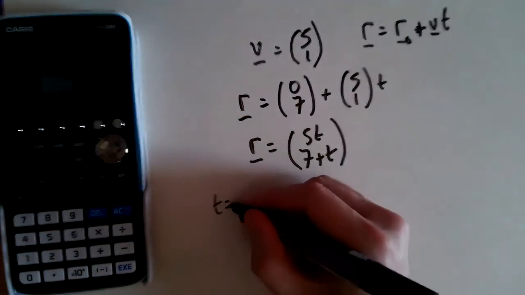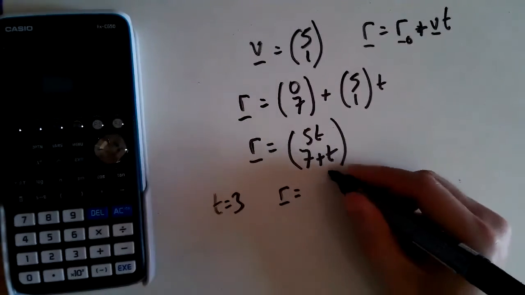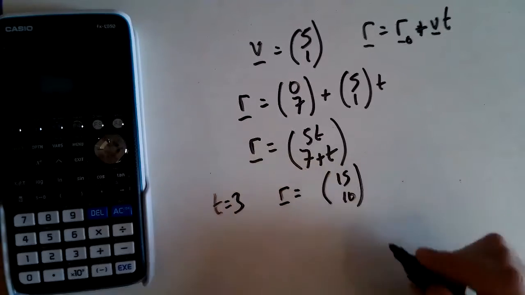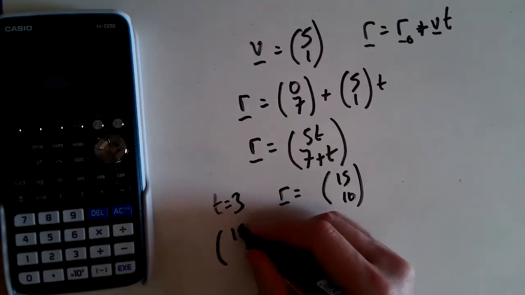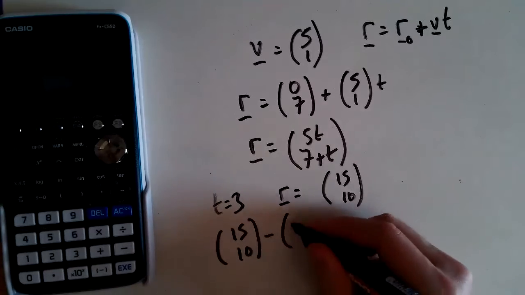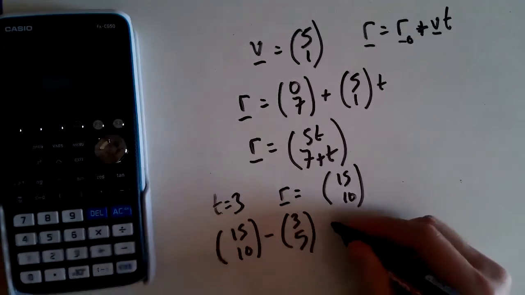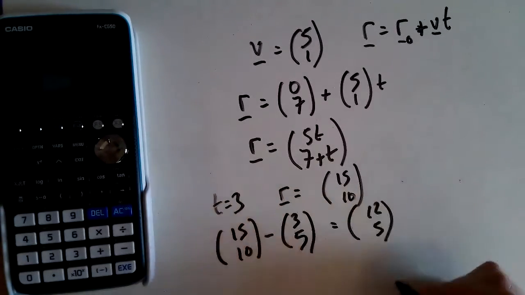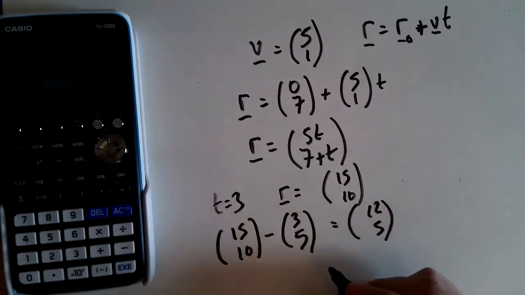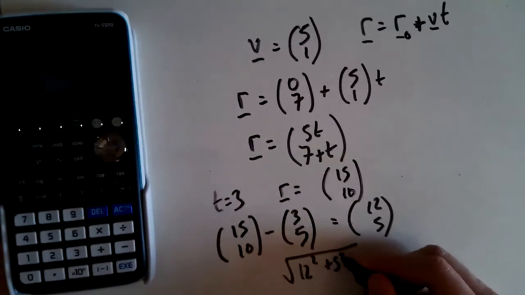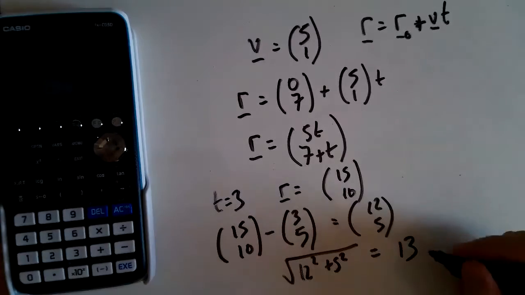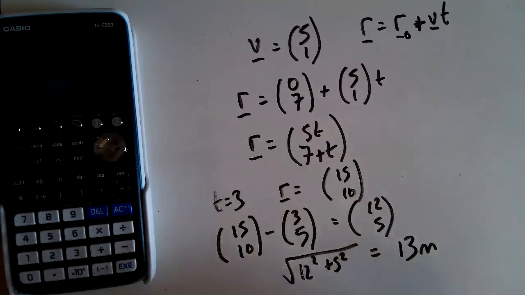So we have, it started at 7j, so that's (0, 7), plus (5, 1) times t. I can write that as one vector like that. We know that t is 3 seconds, so r equals (15, 10). And we want the distance from (3, 5). Well, first of all, get a displacement from (3, 5) by taking the vectors away. We get (12, 5). Then for the distance, we use Pythagoras to find the magnitude. 12 squared plus 5 squared, square rooted, gives us 13 meters.